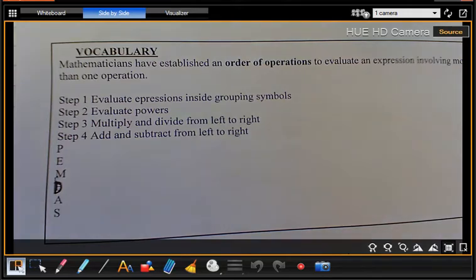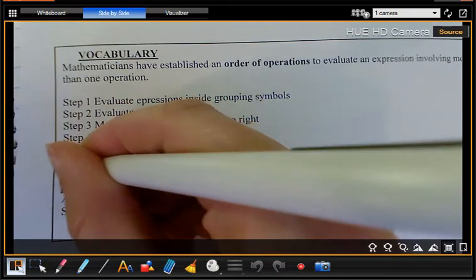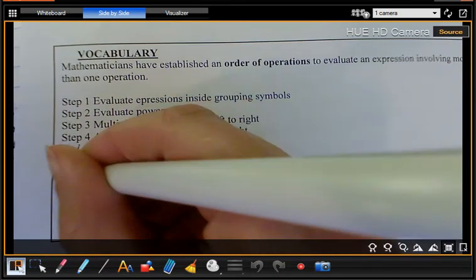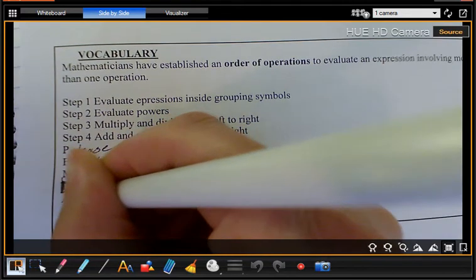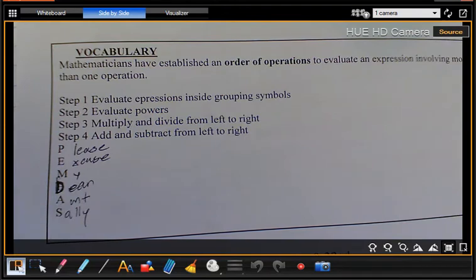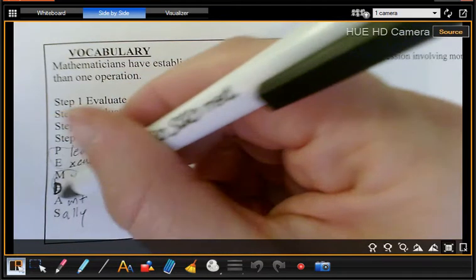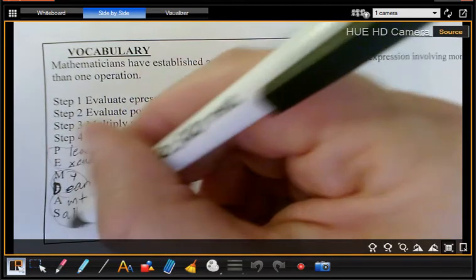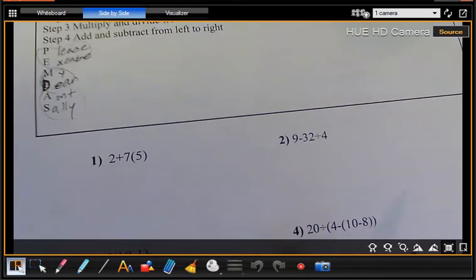We often state it as, please excuse my dear Aunt Sally. We'll say it like that. But it does stand for parentheses and exponents, then multiplication and division from left to right, then addition and subtraction from left to right. So we're going to look at some easy ones first.